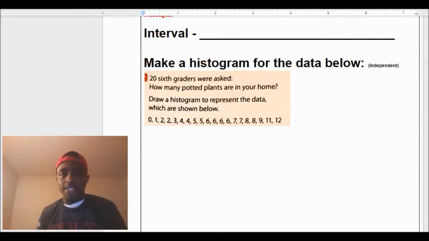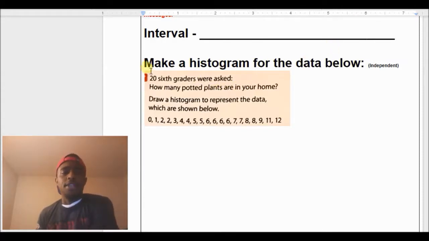All right, on this line, I've been using this word interval a lot when I've been talking about histograms. I want you to tell me, what do you think interval means? We've been talking about it a lot. Just put it in your own words, y'all. I really want to see what you put on that line. I'll be checking for that when I'm coming around giving out stamps tomorrow morning.